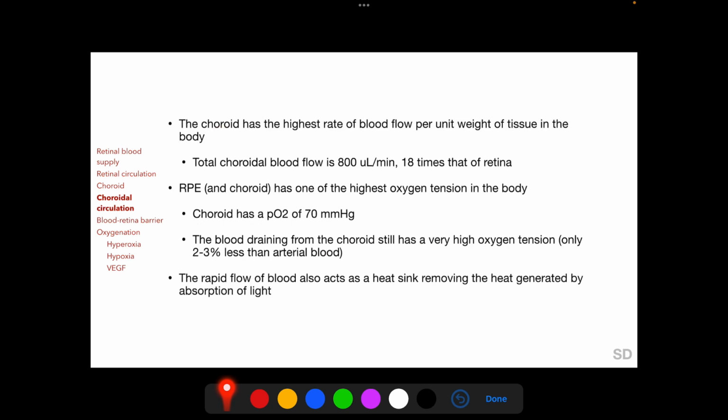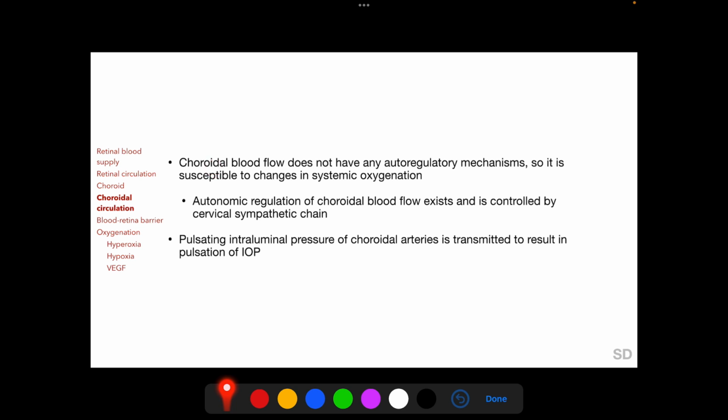The choroid has the highest rate of blood flow per unit weight of any tissue in the body, and total choroidal blood flow is said to be 18 times more than that of the retina. The retinal pigment epithelium and the choroid have one of the highest oxygen tensions in the body, and the blood draining from the choroid still has a very high oxygen tension. The rapid flow of blood in the choriocapillaries also acts as a heat sink, removing the heat generated by absorption of light. Choroidal blood flow does not have any autoregulatory mechanisms, so it is susceptible to changes in systemic oxygenation.